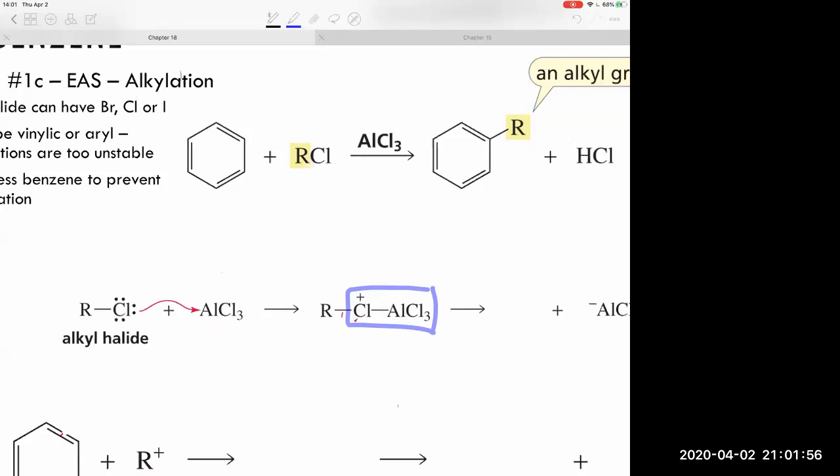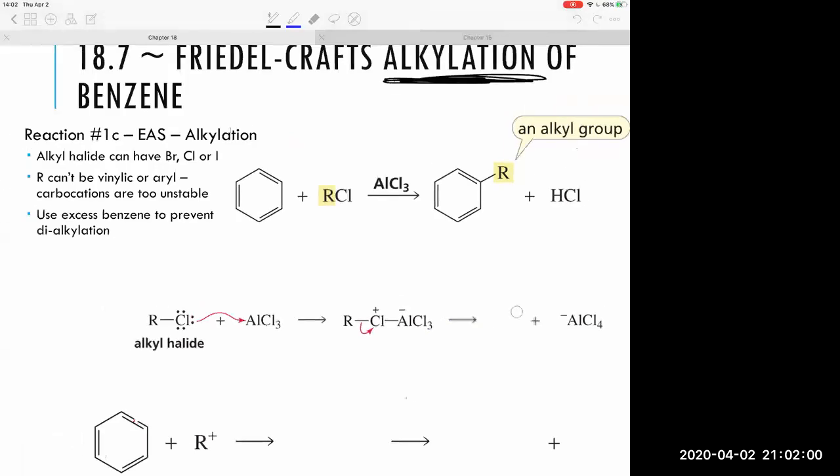Right? Chlorine is more than willing to accept those electrons once it has a positive charge. So then what we're left with is a carbocation intermediate, right? That's what's going to be our electrophile that we generate for this reaction: a carbocation.